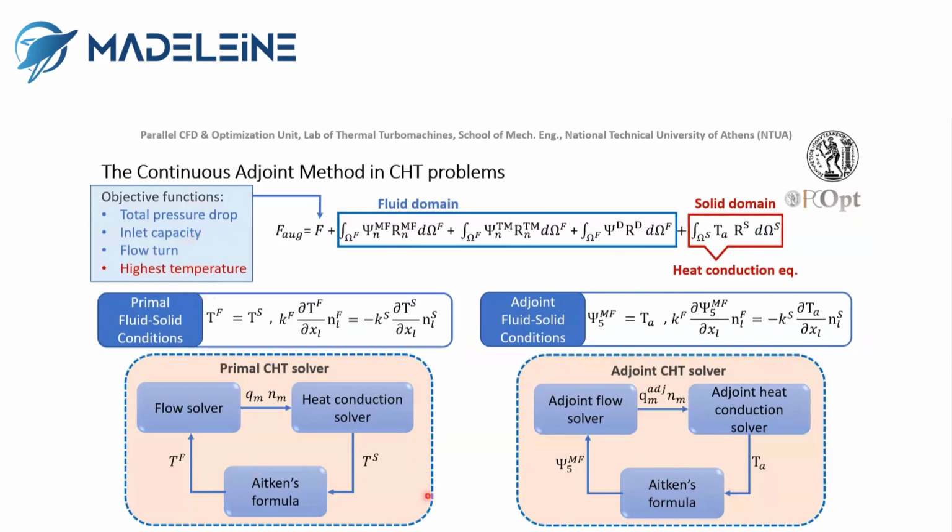Regarding the coupling of the two solvers, the temperature fields computed by the heat conduction solver are imposed as boundary conditions to the flow solver. Then the flow solver computes heat fluxes on the fluid-solid interface and sends them back to the heat conduction solver. A similar coupling for the adjoint temperature and fluxes is used by the adjoint solver.